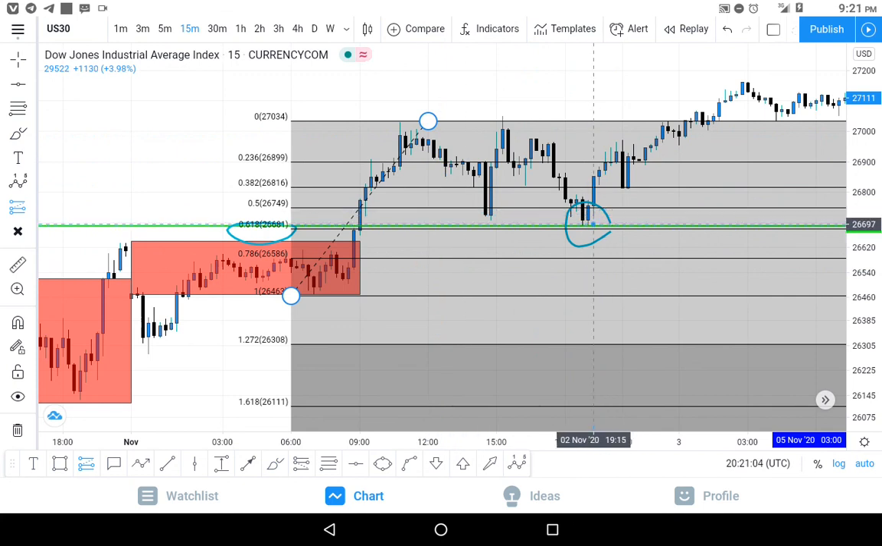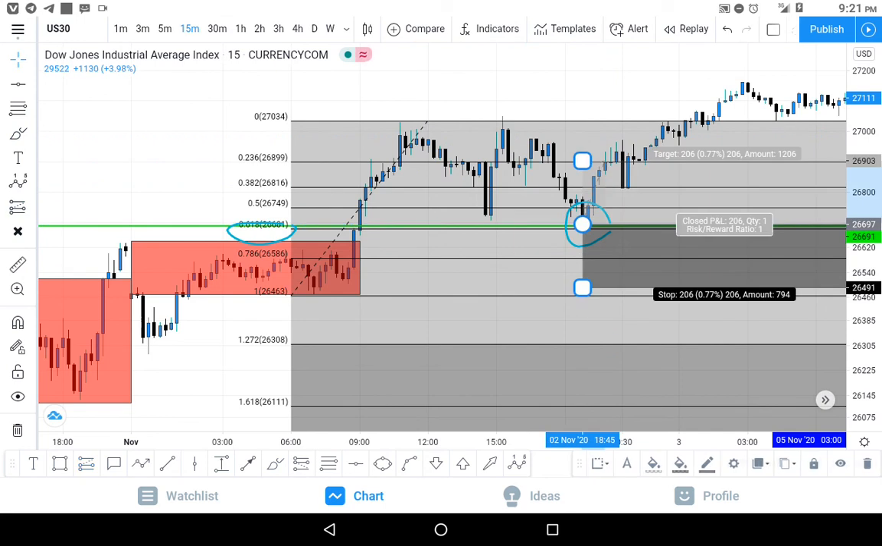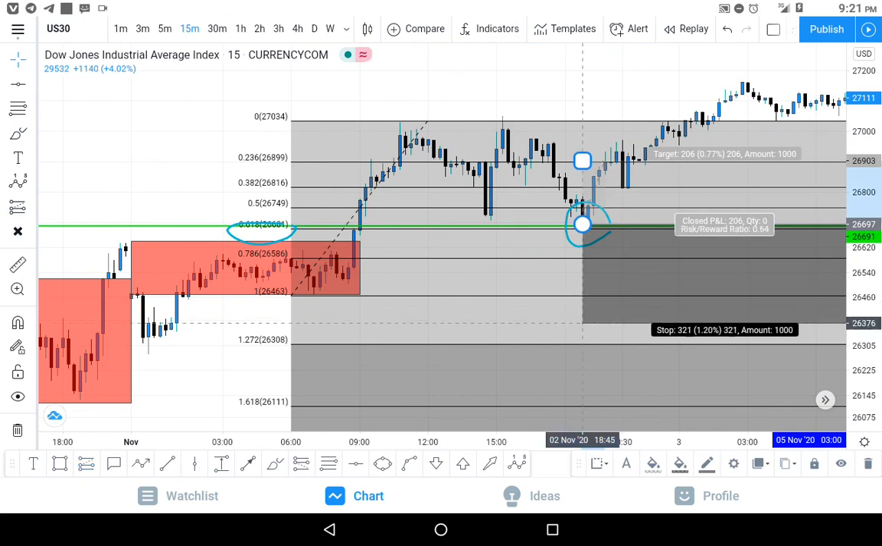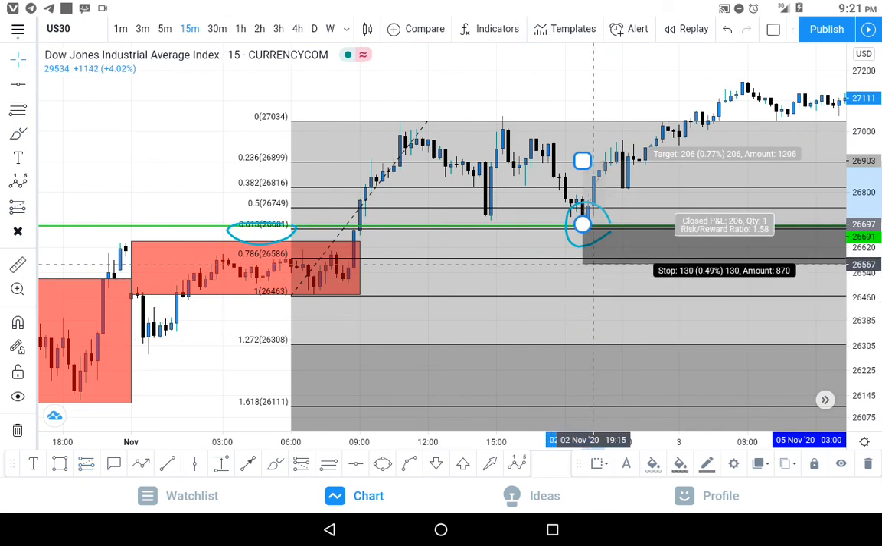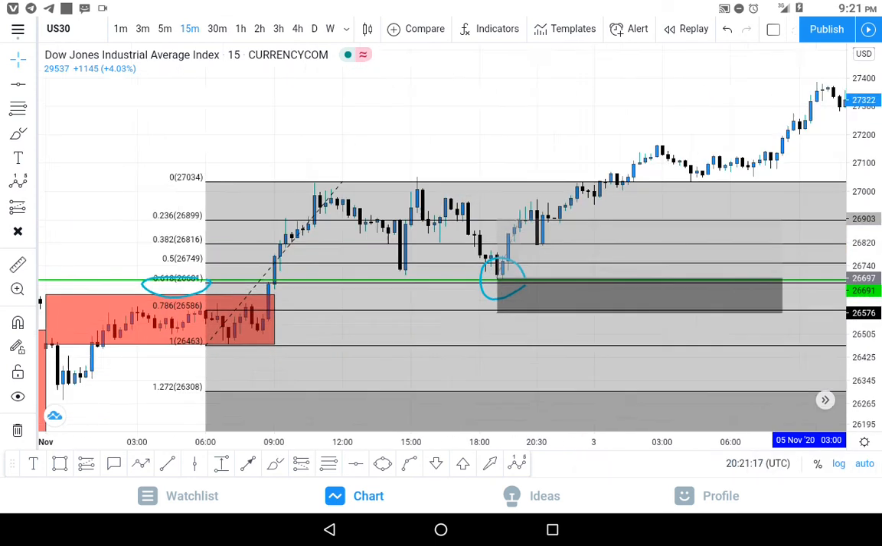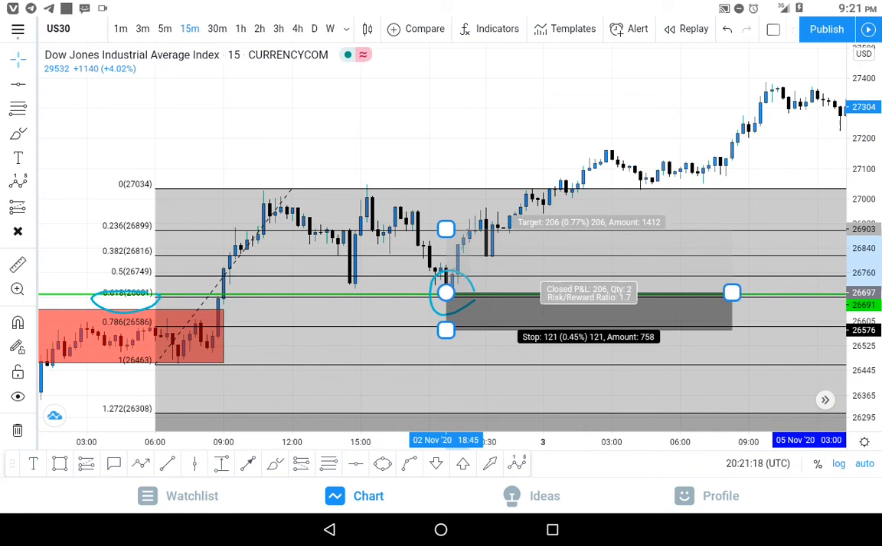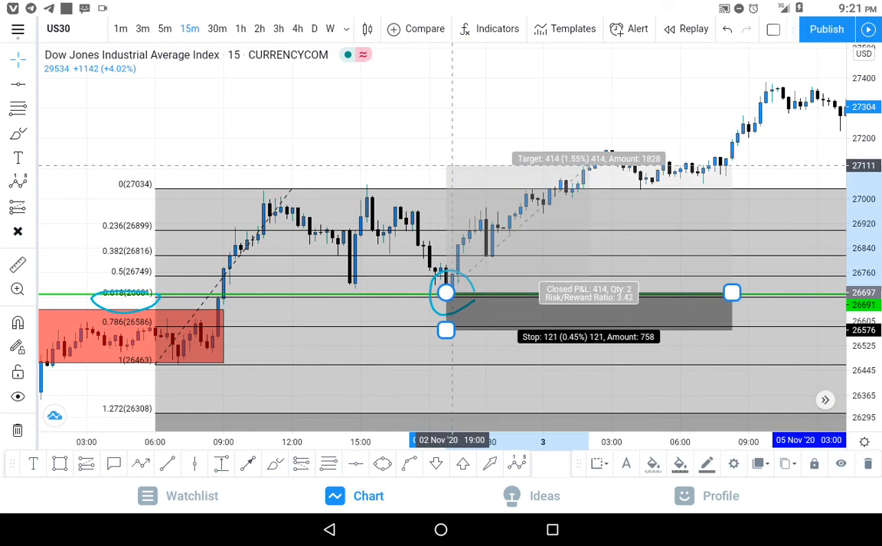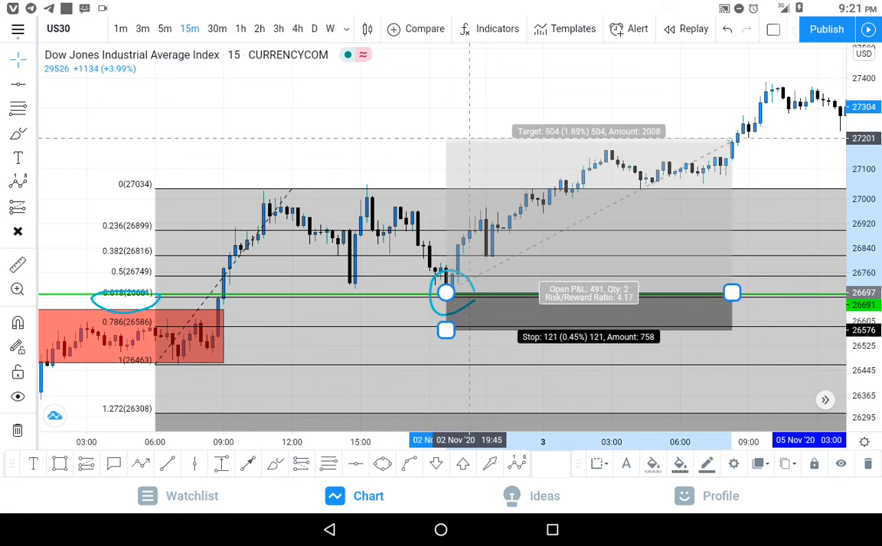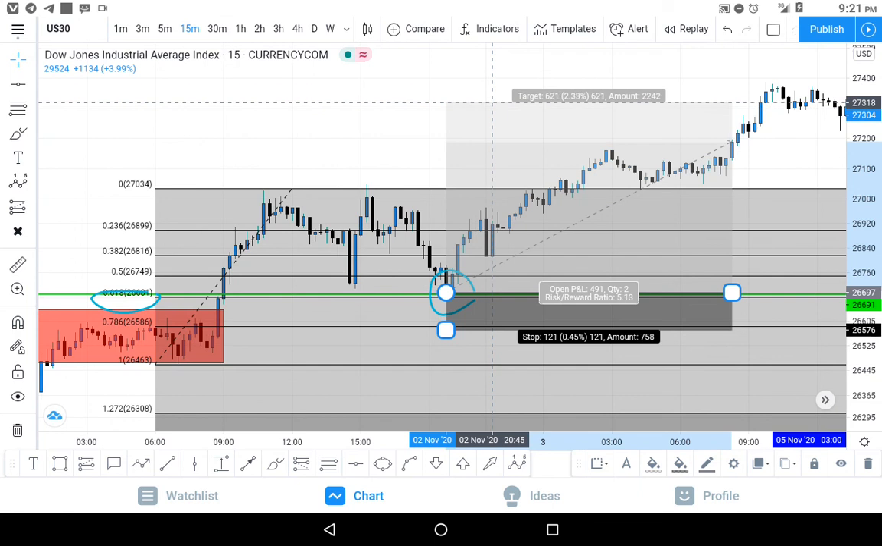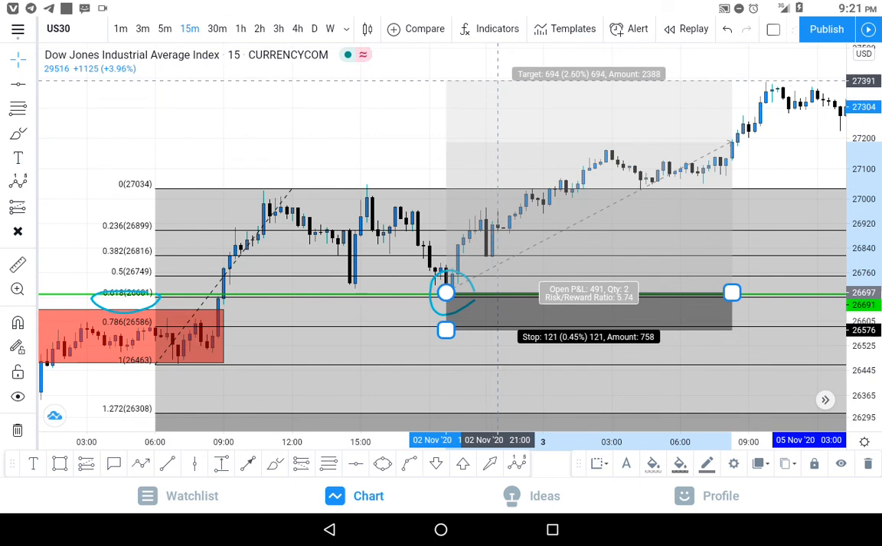You can see that this is a very, when you talk about sniper entry, guys, and I'll place my stop loss here. I'm risking 121 pips. I'm going for 200 plus pips, guys. Or count my levels and still hold the trade for another 600 plus pips, guys.